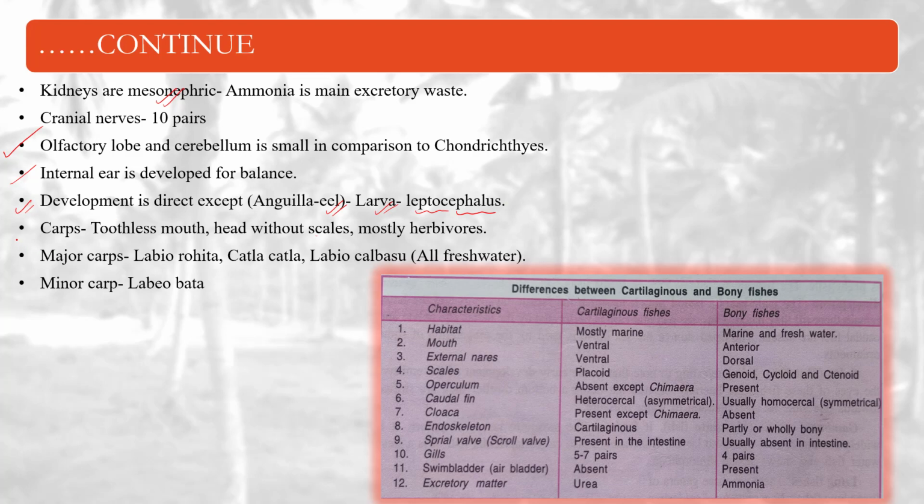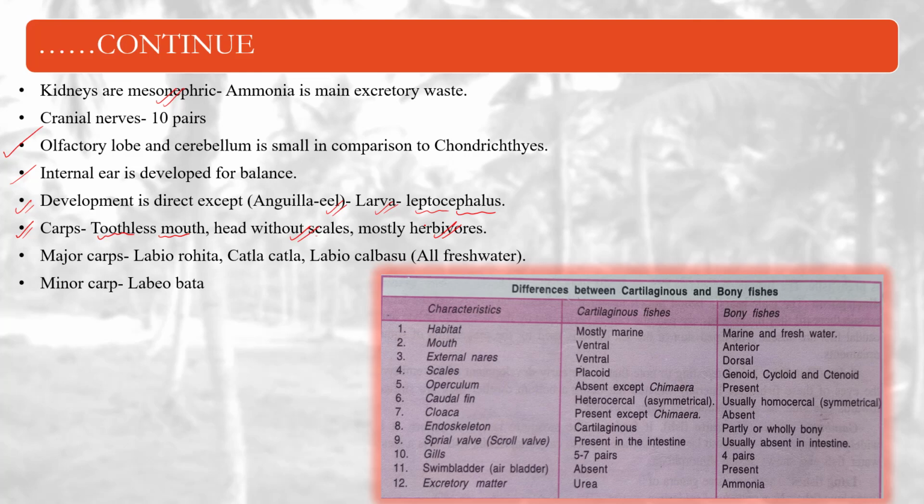Now carps have a toothless mouth, a head without scales, and are mostly herbivores. So carps don't have any teeth in their mouth, there are no scales on the head, and they mostly are herbivores. Now, carps are further divided into major carps and minor carps. Major carps include Labeo rohita, Labeo calbasu, and Catla, and all are freshwater. Minor carps include Labeo bata.